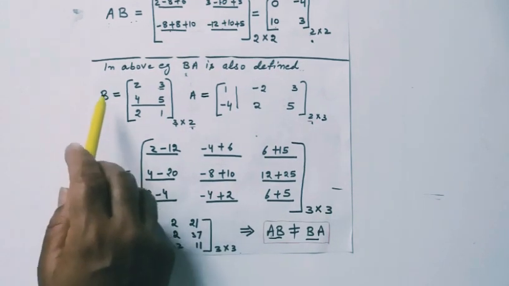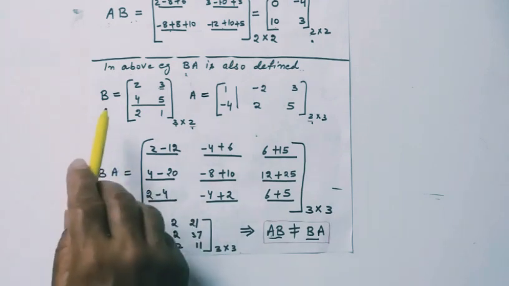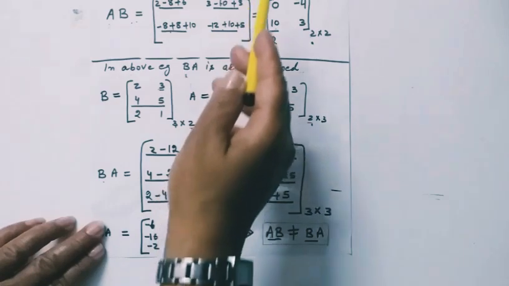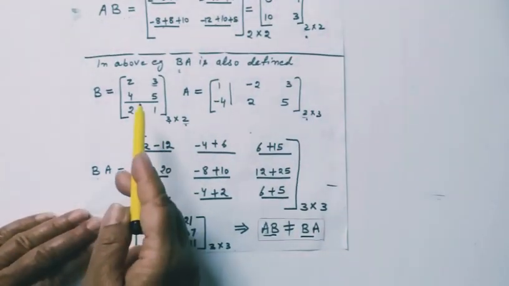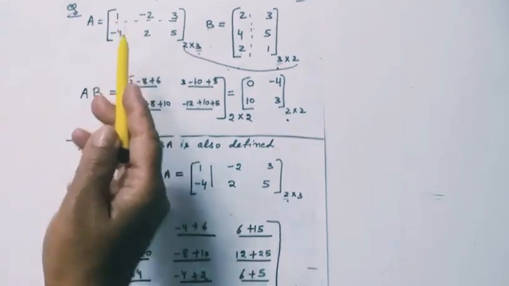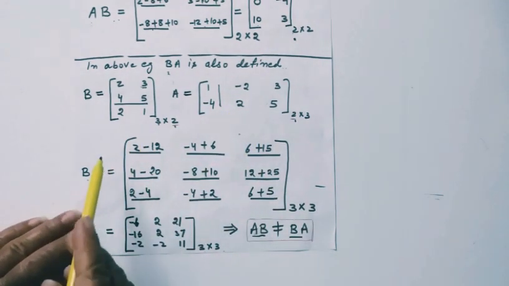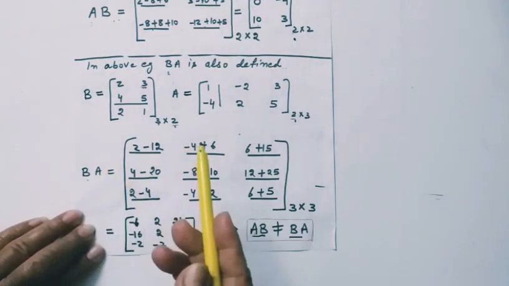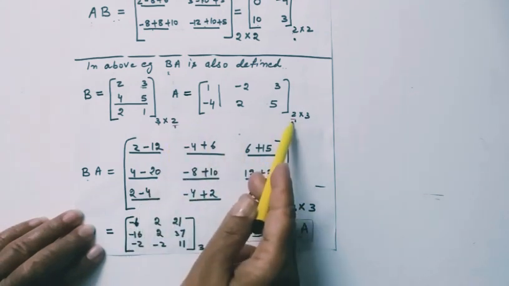Now students, let us take B and A. Let us find BA, the reverse product. So the same matrix B that I had taken above, I am taking here, and the same matrix A that I had taken earlier, I am taking here, and now I am finding the product BA. So we again multiply them in the same order, and we first check whether the product BA is defined or not. The number of columns of B is equal to the number of rows of A.